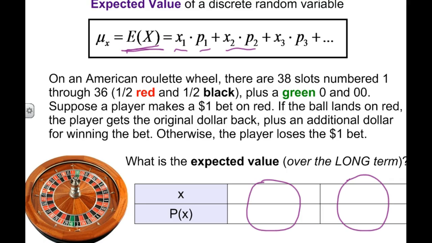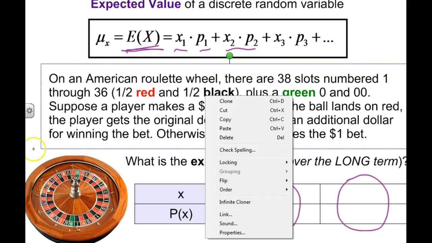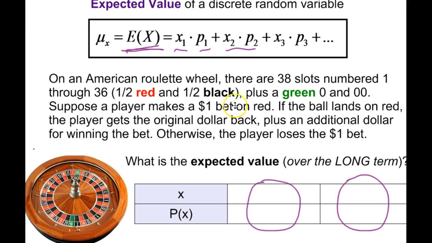So let's try to understand the roulette wheel here. On the roulette wheel, you can see there are 38 numbers around the wheel, and 2 of them are green. There's a green 00, there's a green 0. Half of the rest are red, and half of the rest other than the green are black. Suppose the player makes a $1 bet on red. How many reds would there be? Well, half of 36, so there'd be 18 reds there.